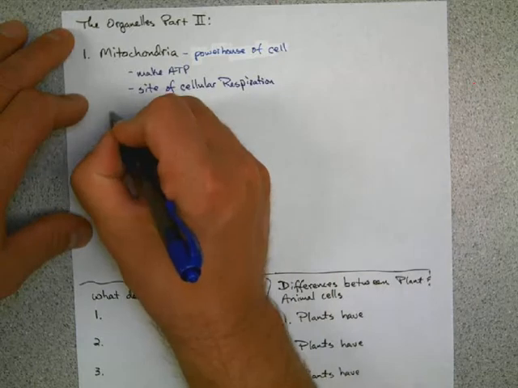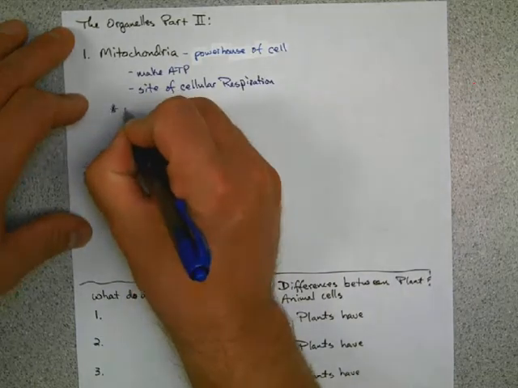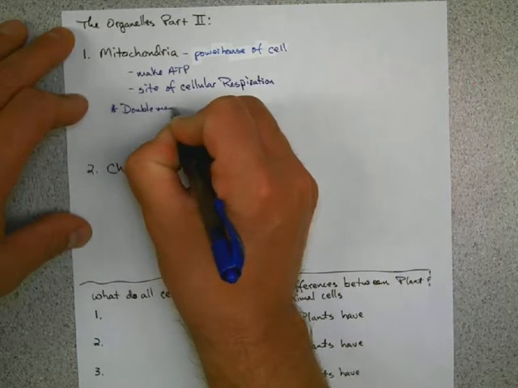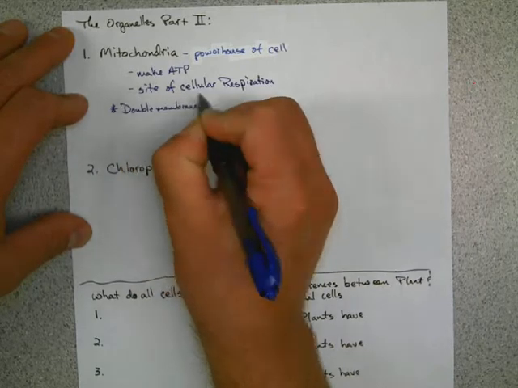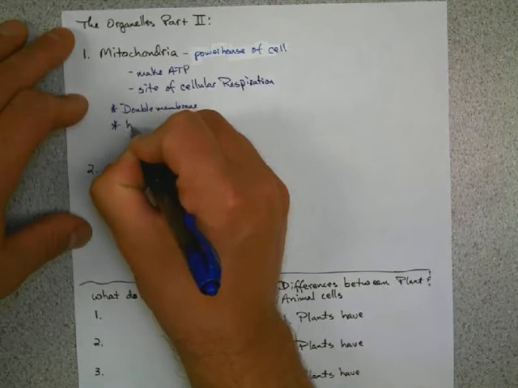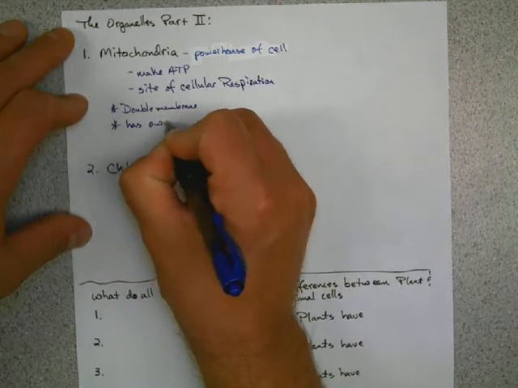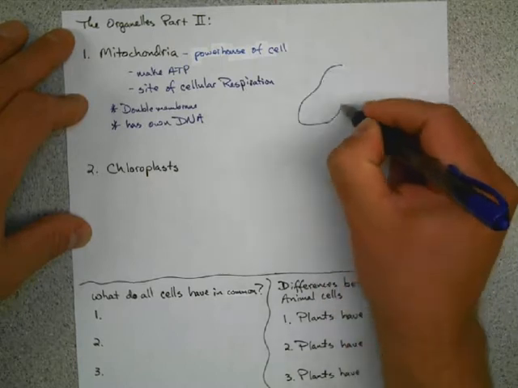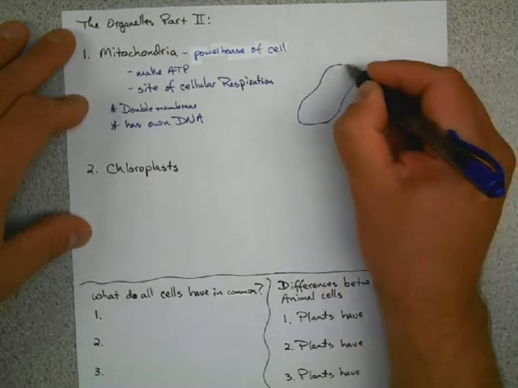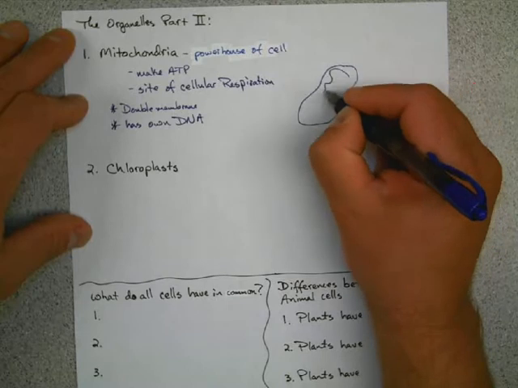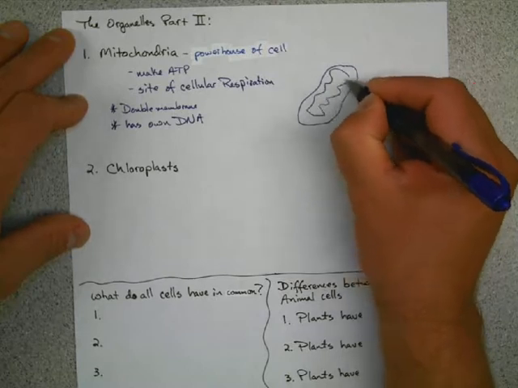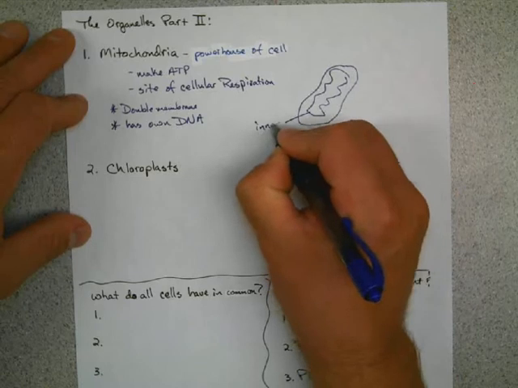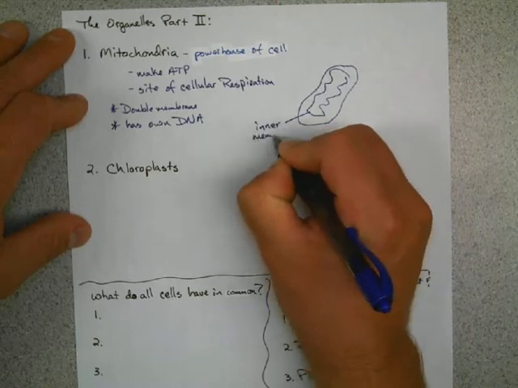Now, a couple other things you want to know about the mitochondria. It has a double membrane, and it also has its own DNA. And if you were to draw one, it would look kind of like this. So this would be the outer membrane, and this would be the inner membrane. So we're going to label this one inner membrane, and the inner membrane is where you're going to make your ATP.